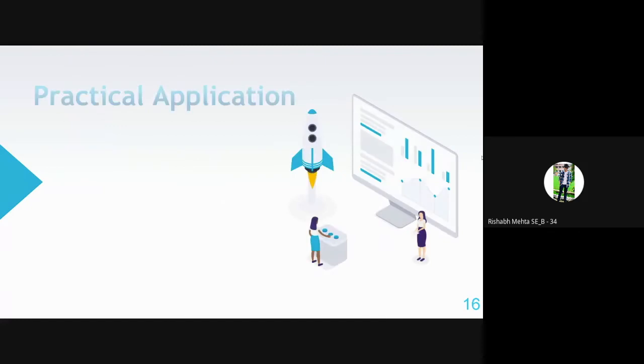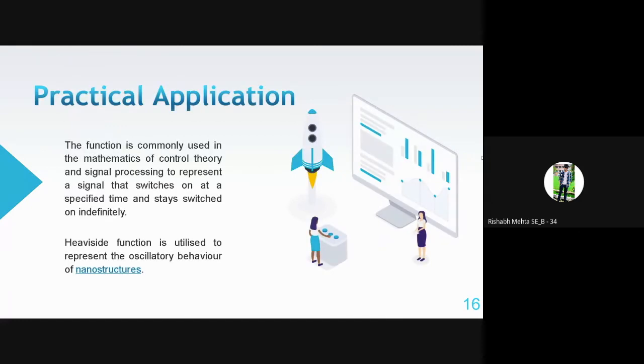Now, let's take a look at all the practical examples of Heaviside unit step function. It is commonly used in signal processing as well as circuits, and it is also used to represent the oscillatory behavior of nanostructures. These are a few of the practical examples of Heaviside step function. Now, since we are done with all the subtopics, let's summarize all that we have gone through in the presentation.